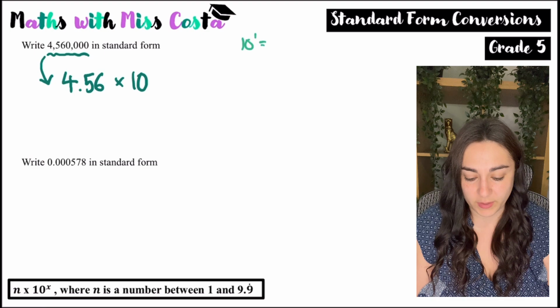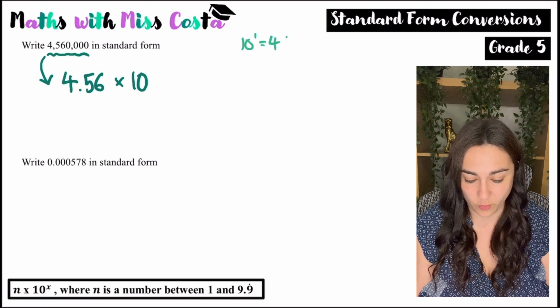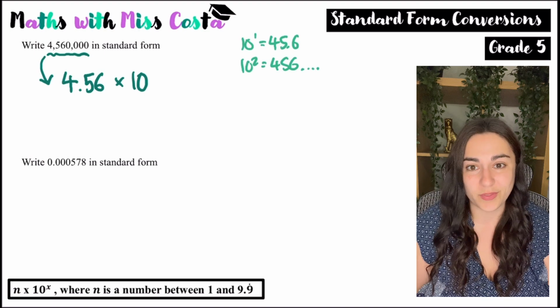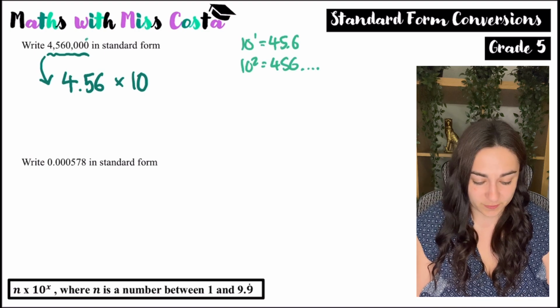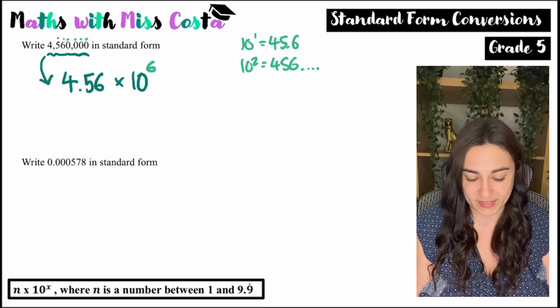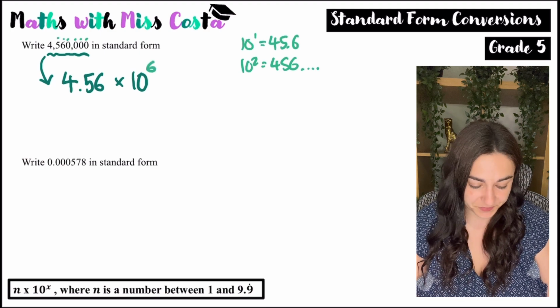If you're really stuck, you could just work out what the powers of 10 are. Timesing it by 10 to the power of 1 would just be 45.6. Timesing it by 10 to the power of 2 would be 456, and so forth. Or the quick way, if you're feeling comfortable with standard form, is just count the amount of digits after your first digit. So 1, 2, 3, 4, 5, 6. So it would be 10 to the power of 6.